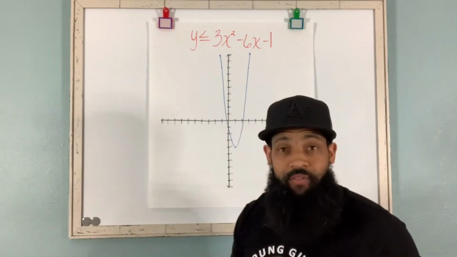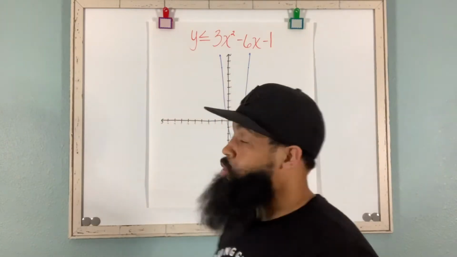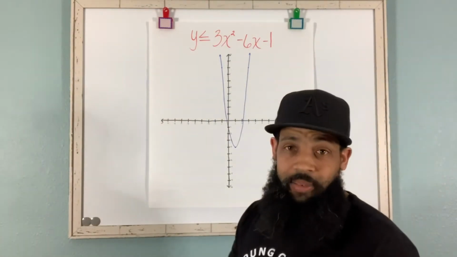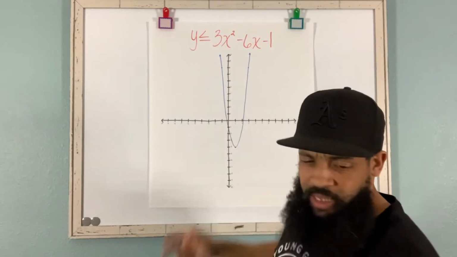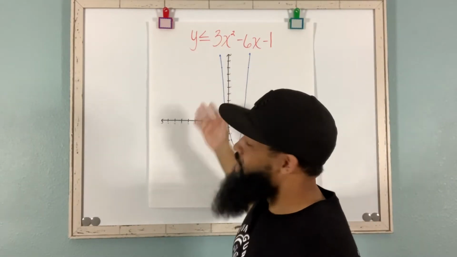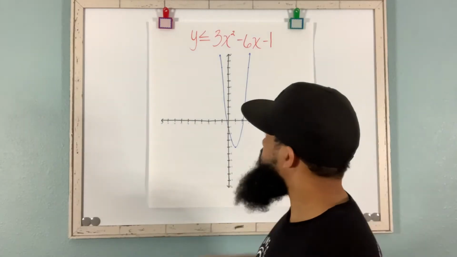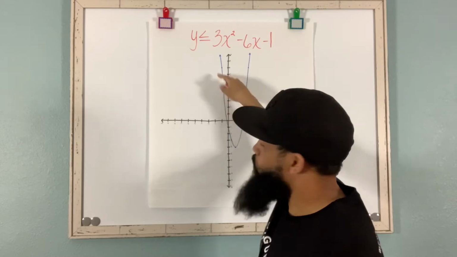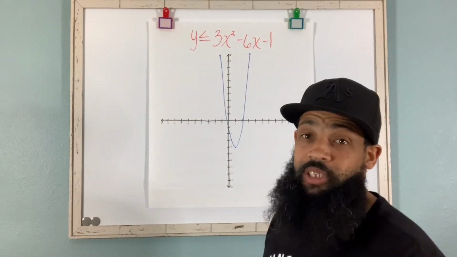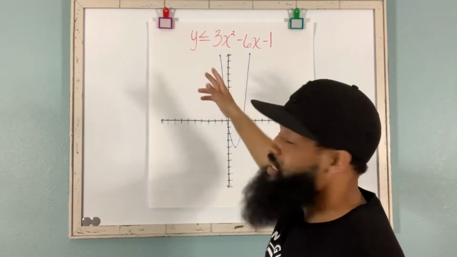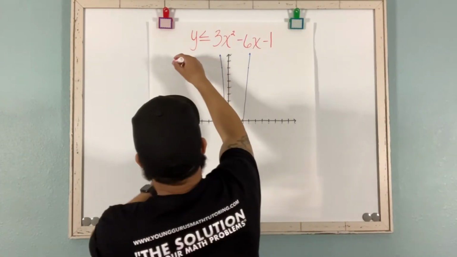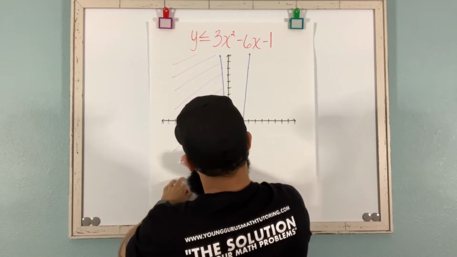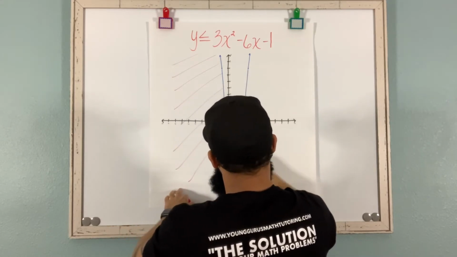In the next example, notice our inequality symbol is less than or equal to. So we graph the parabola just as if we were graphing y equals 3x squared minus 6x minus 1. But this time, the solution set is less than or equal to. So that means your solution also is on the parabola. So any point on the parabola is also part of the solution, but it's less than or equal to. So everything outside here is shaded. All this area outside here is shaded.